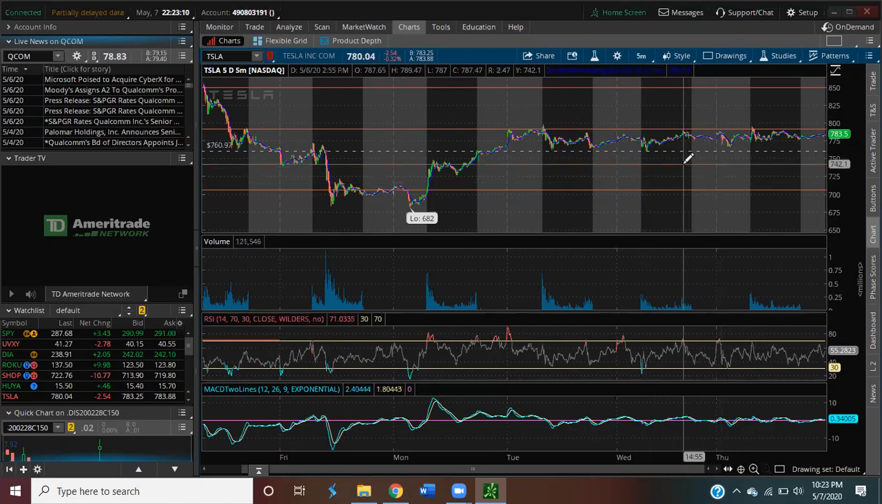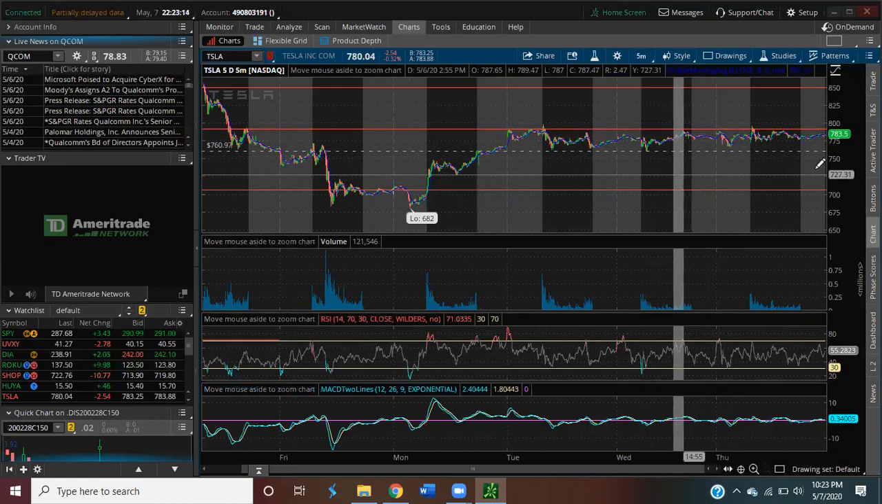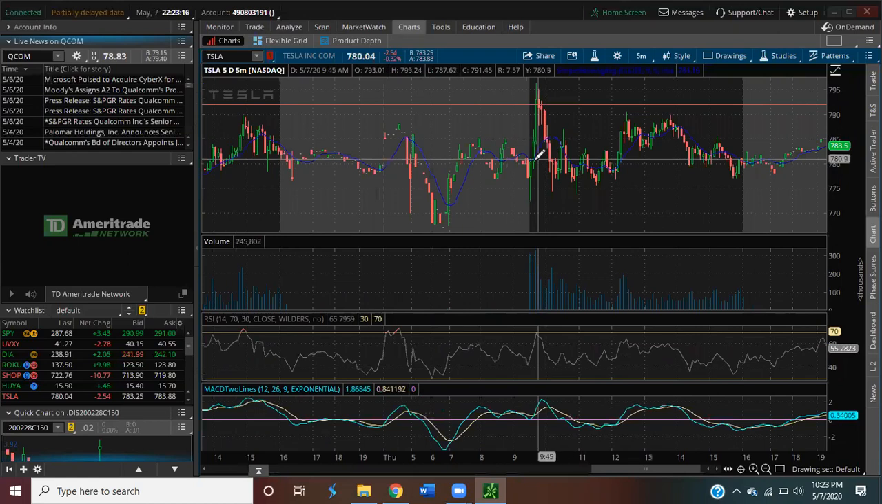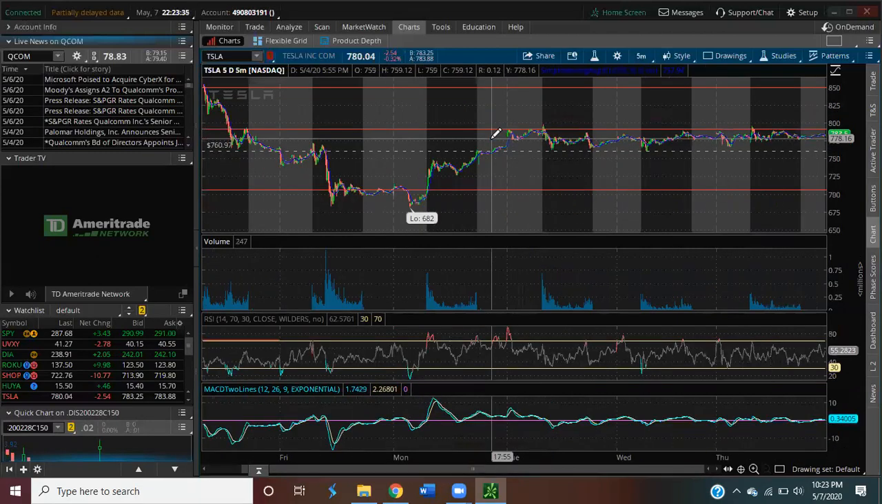But yeah, so if you're day trading Tesla right here, you always got to keep in mind this long-term area right here, as well as your pre-market area, which you got a little pre-market resistance right here. Right at 785, looks like.